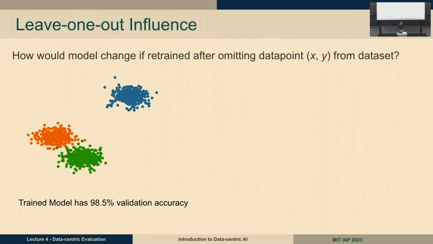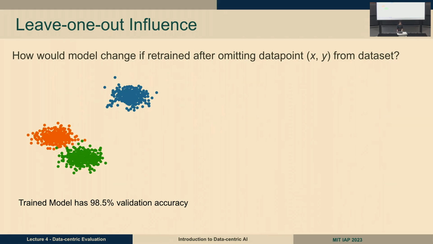A really simple form of this that is pretty popular is to just ask, how would my model have changed if I omitted a single data point from the data set, retrained the model, and measured how much the model changed as a result? Here, there are two kinds of change we might be interested in. One kind is how the predictions of the model changed as a result. Another is how the accuracy, say, on some validation data changed as a result. There's also a third kind of change, which is how the parameters of the model changed as a result.